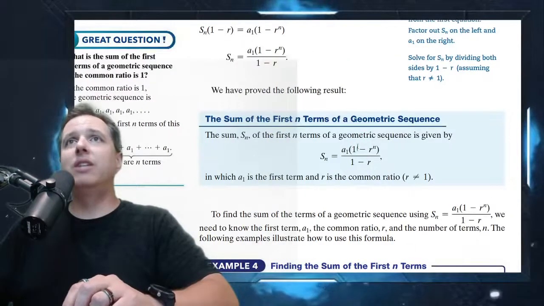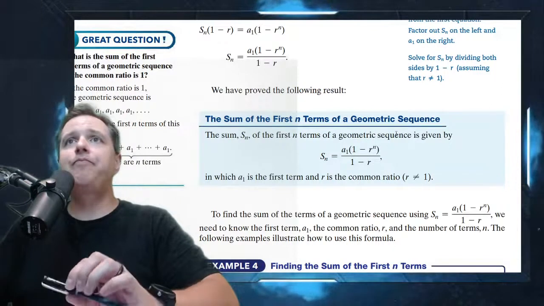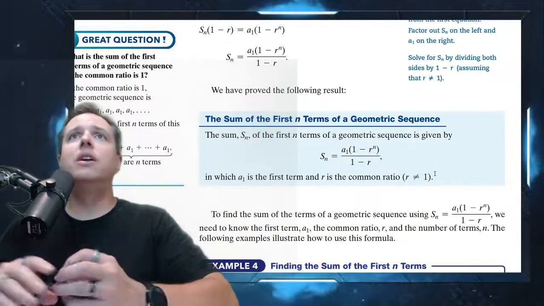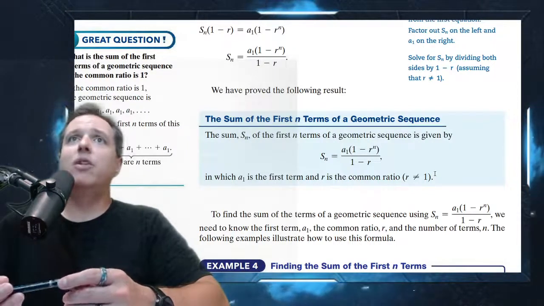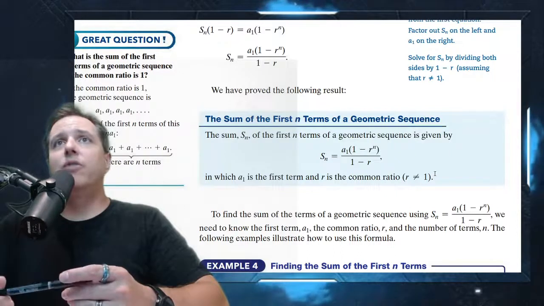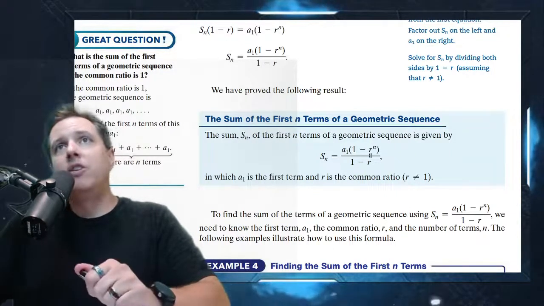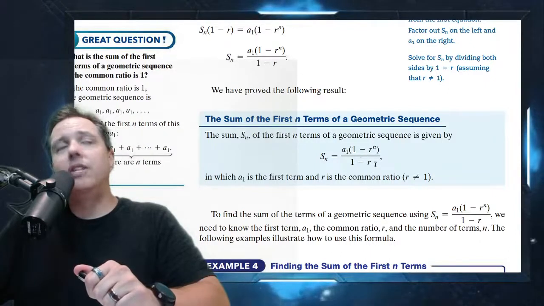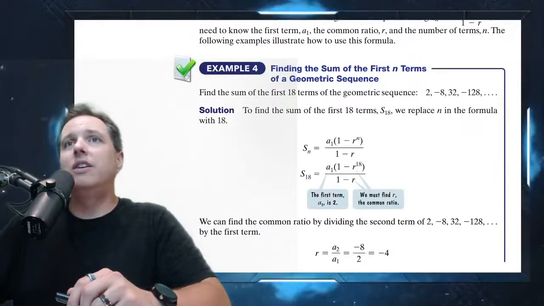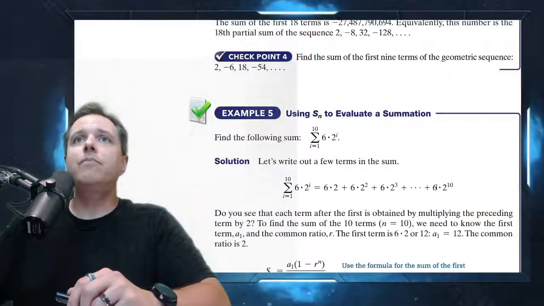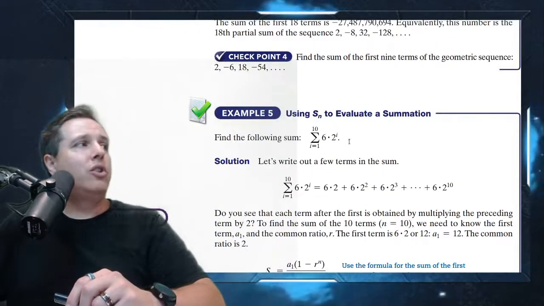But it's really just identifying the r and all that kind of stuff and plugging it in. The sum s sub n of the first n terms of a geometric sequence is given by the following formula, in which a sub 1 is the first term and r is the common ratio, with r not equal to 1. Right, because you'd get 0 in the denominator if r was equal to 1, and then your formula isn't going to work. So just make sure r isn't equal to 1.